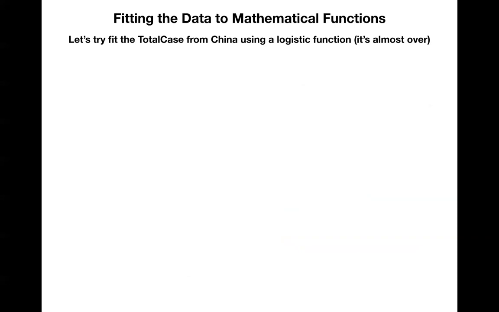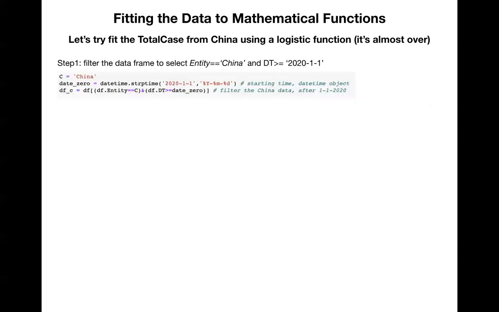So let's try to fit the total cases from another country, China, with a logistic function, because it's almost over, right? And we have the data now, so we can go back, fit, and get the parameters. So step 1, we filter the data by selecting entity equals China and date greater than January 1st. So we do entity equals C, which is China, and dt is greater than date 0. dt is the datetime column, and date 0 is the datetime object that we specified here.